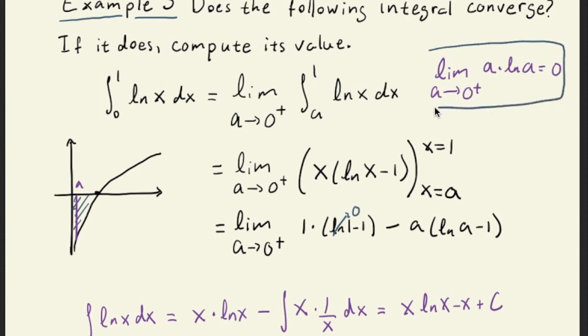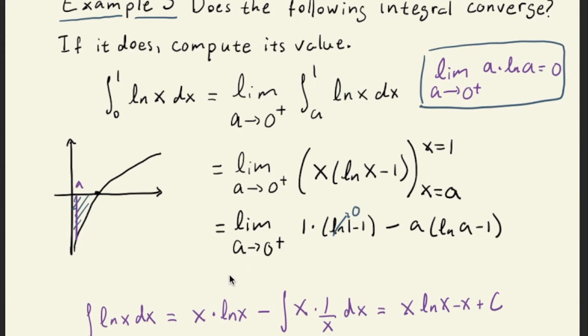You can use L'Hopital. For example, one way of writing it is ln a divided by 1 over a. And then you get an infinity over infinity. You take a derivative of top and bottom, and you see that this limit is 0. So this whole thing, the limit is 0.